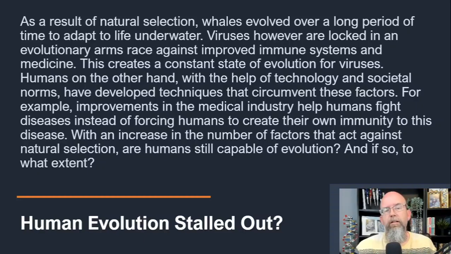Humans, on the other hand, with the help of technology and societal norms, have developed techniques that circumvent these factors. For example, improvements in the medical industry help humans fight disease instead of forcing humans to create their own immunity to this disease. With an increase in the number of factors that act against natural selection, are humans still capable of evolution? And if so, to what extent? Well, same answer as before. Yes, humans are still evolving.